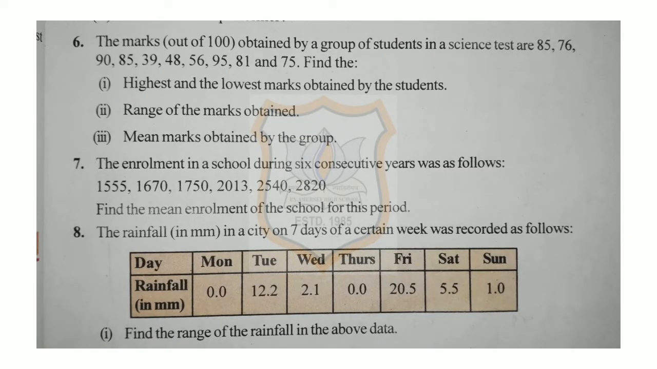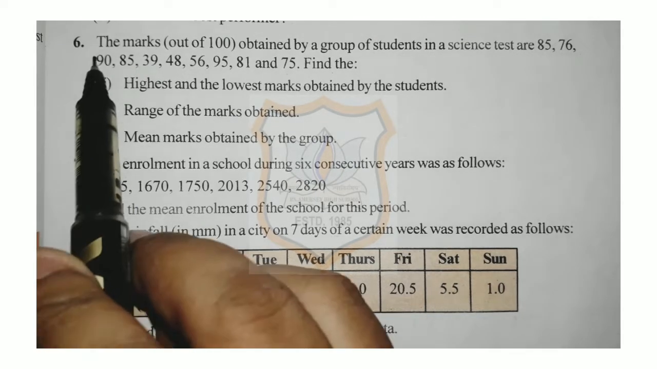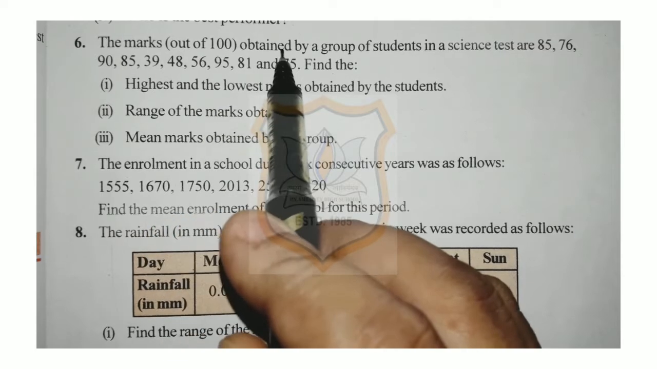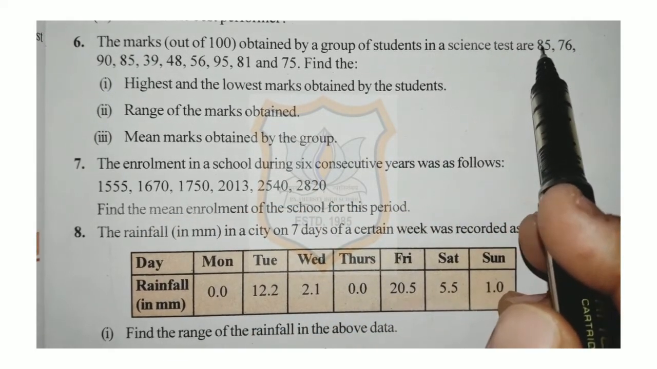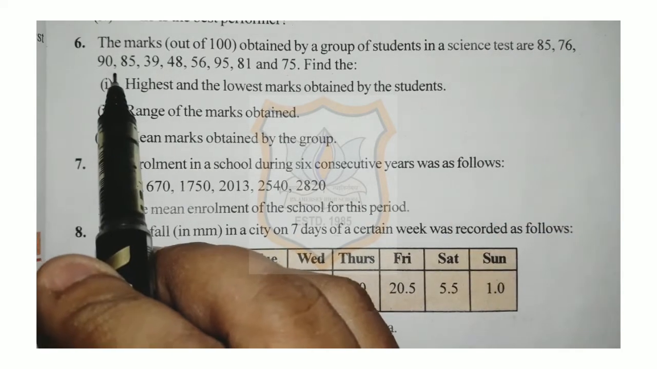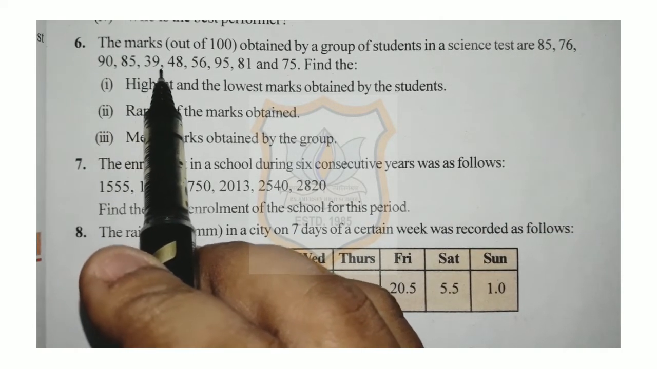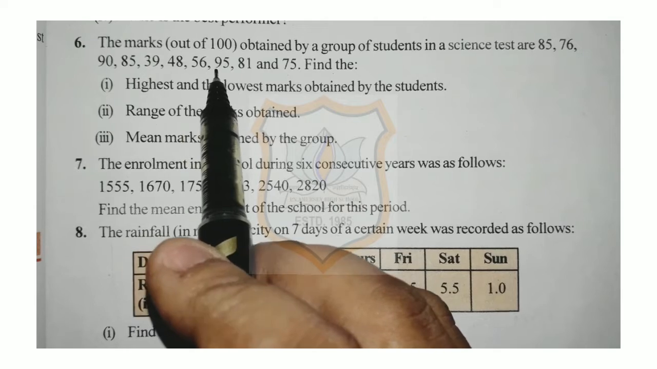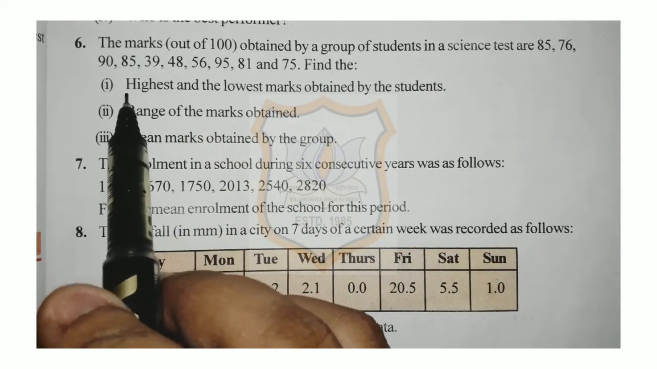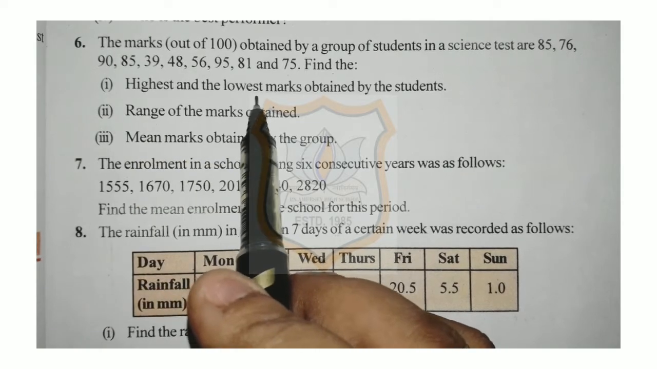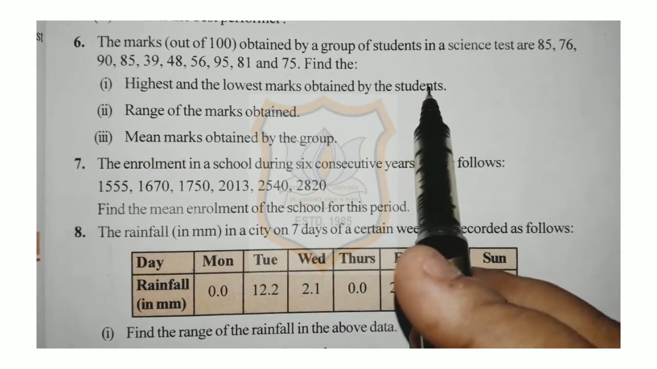Students, now we are going to solve question number 6 of exercise 3.1. Question number 6 of exercise 3.1 is: the marks out of 100 obtained by a group of students in a science test are 85, 76, 90, 85, 39, 48, 56, 95, 81 and 75. Find, the first part, the highest and the lowest marks obtained by the students.